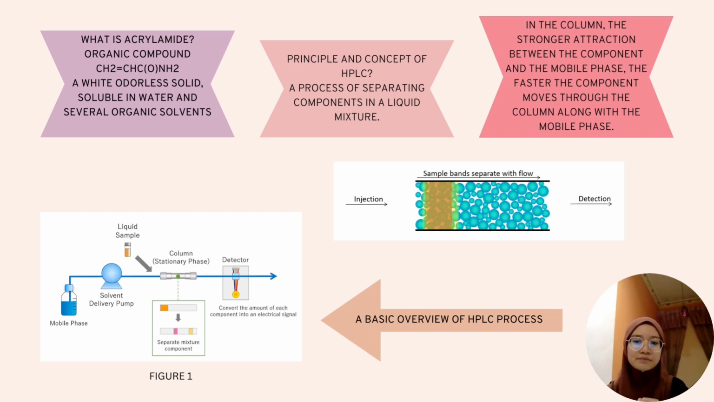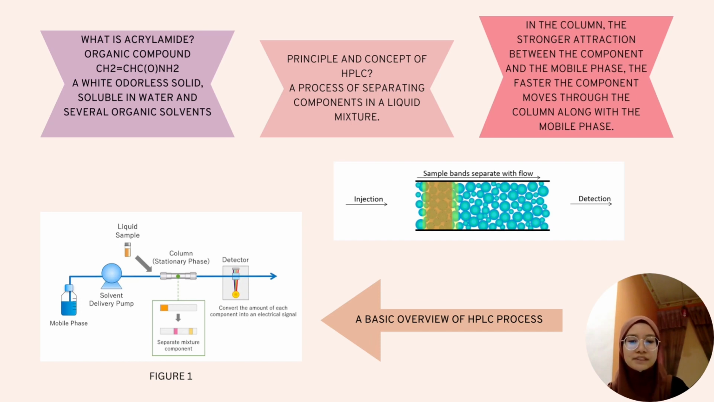HPLC, or high performance liquid chromatography, is a process of separating components in a liquid mixture. Figure 1 shows a basic overview of the HPLC process. The solvent used to separate components in a liquid sample for HPLC analysis is called the mobile phase. The mobile phase is delivered to a separation column, otherwise known as the stationary phase, and then to the detector at a stable flow rate controlled by the solvent delivery pump.